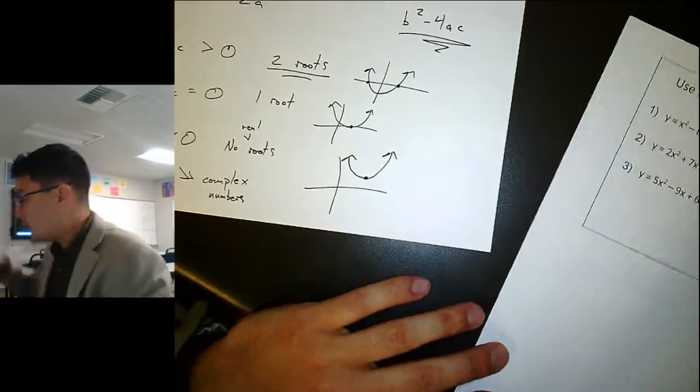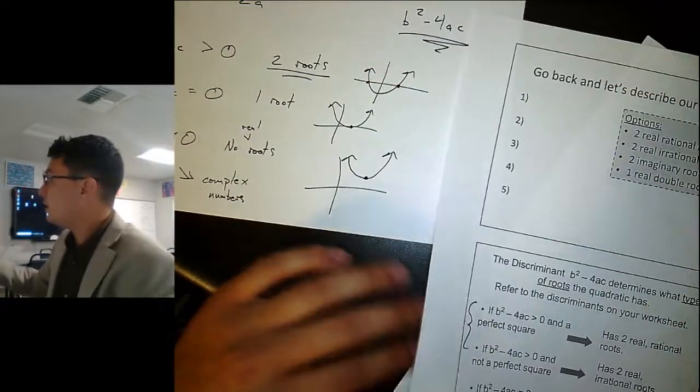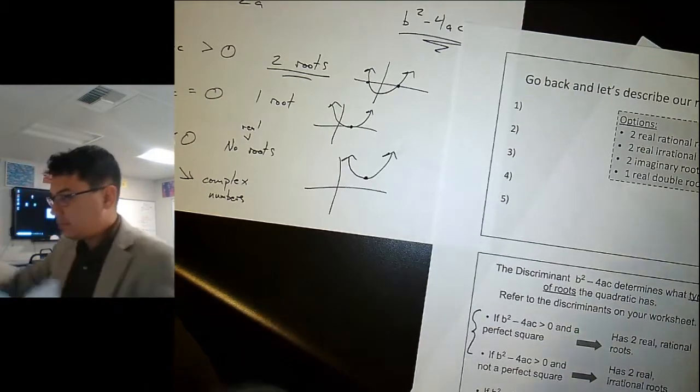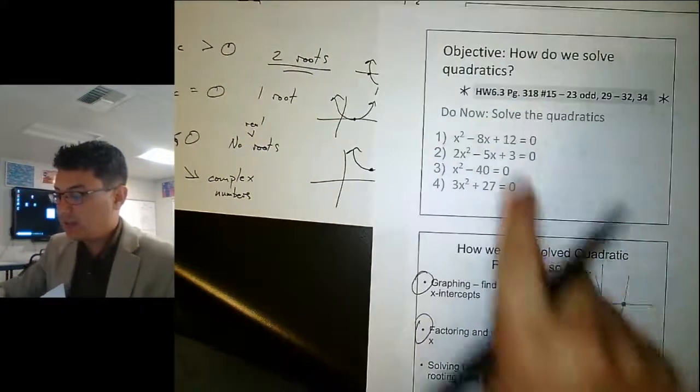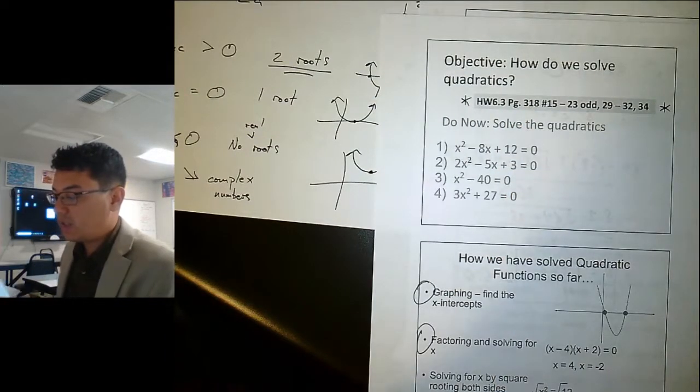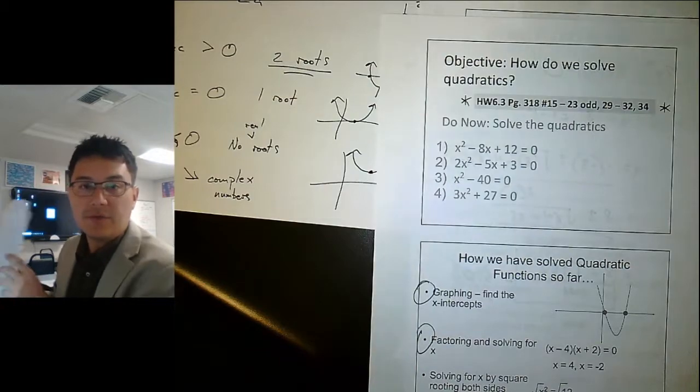All right, your homework assignment is, where did it go? I lost it. Here it is. Your homework assignment is page 318, number 15 through 23 odd, 29 through 32, and 34.